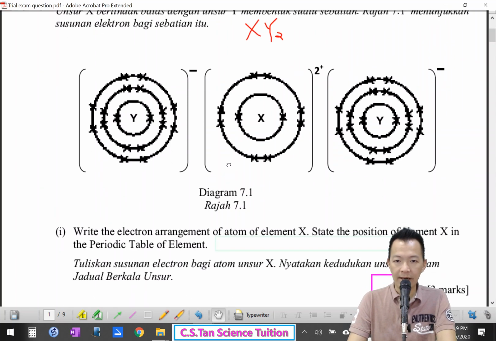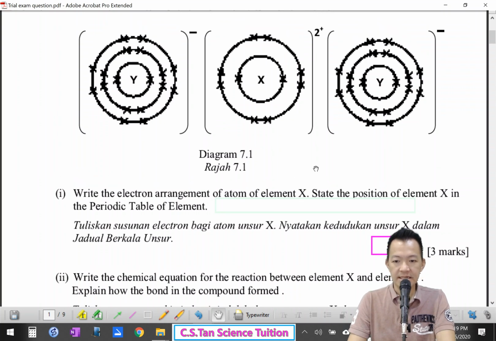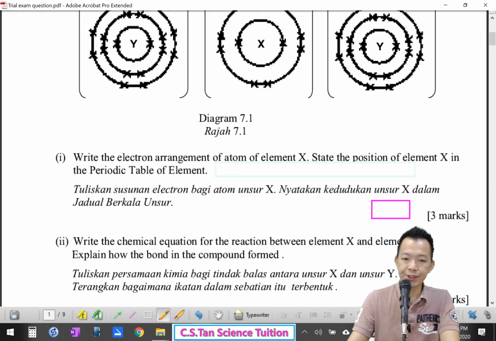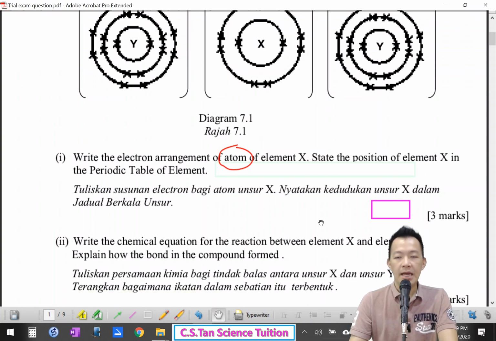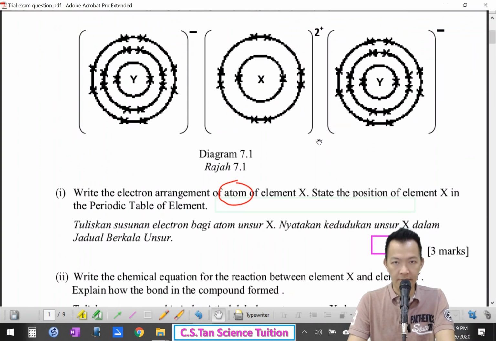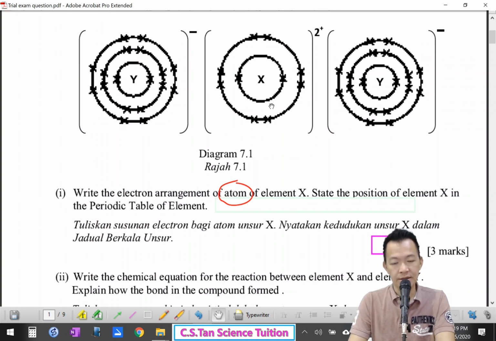Okay, so now what do they want, 它有什么东西? Write the electron arrangement for the atom of X. State the position of the element X in the periodic table of elements. Okay, so X ion, this is X ion. 它的离子来的。And what they want is the electron arrangement for the X atom, 它要的是原子的 electron arrangements.